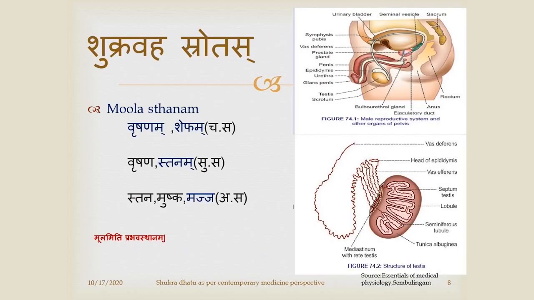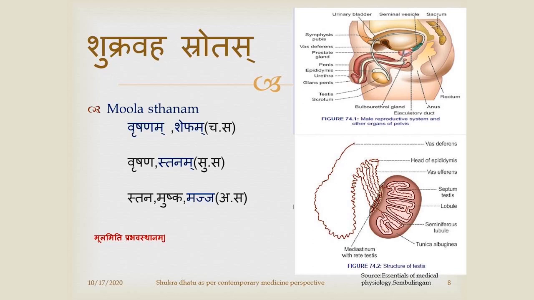Next, Acharya is saying about the Shukra Vaha Srotas. The Moola Sthanam of Shukra Vaha Srotas is Vrishanam and Shebham, according to Charaka Samhita Sutra Sthana. According to Sushruta Samhita, it is Vrishanam and Sthanam. And according to Ashtanga Sangraha, the Sthanas are Sthana, Mushka and Majja.